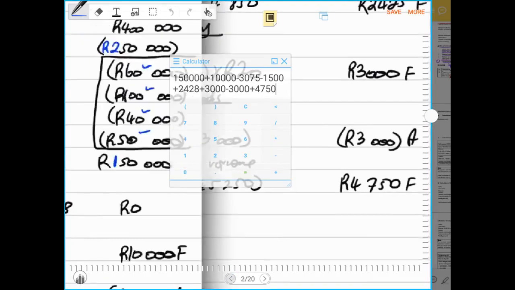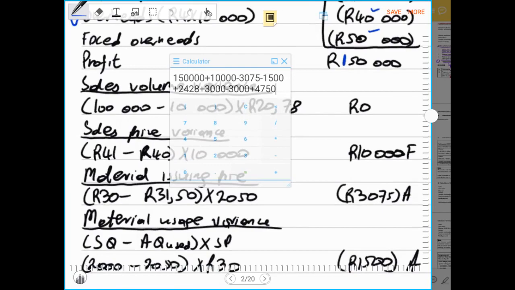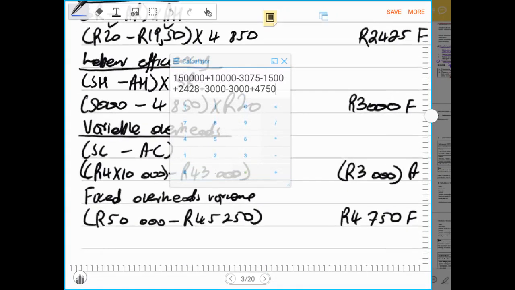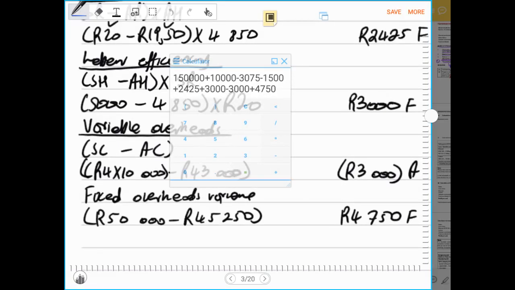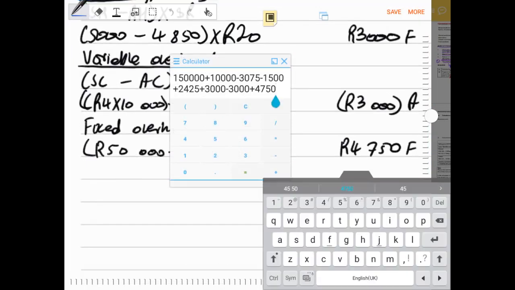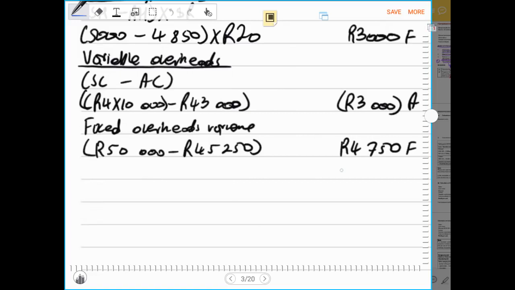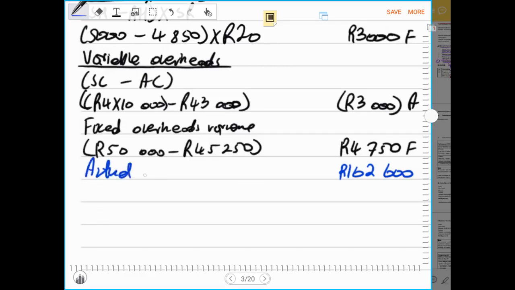Okay, let me recheck my figures. We have 150,000 plus 10,000, yes, minus 3,075, minus 1,500, plus 2,425, plus 3,000, minus 3,000, plus 4,750. Then this gives me a total of 162,600. Let me confirm that. Yes, 162,600. This should be the actual profit.